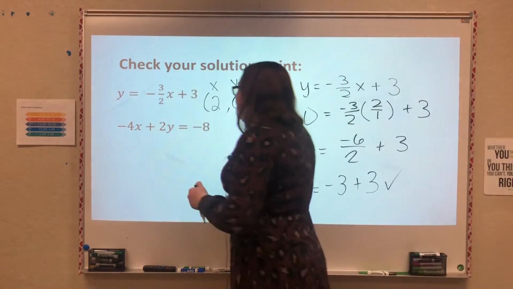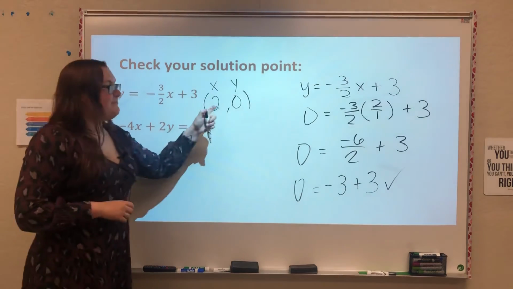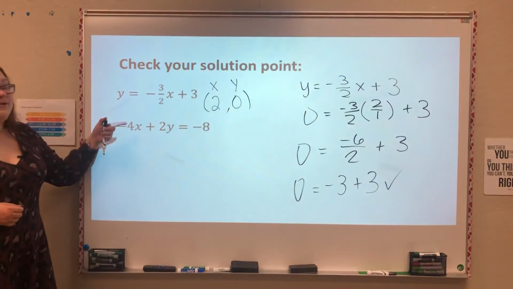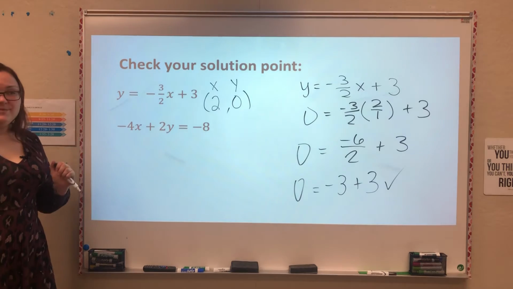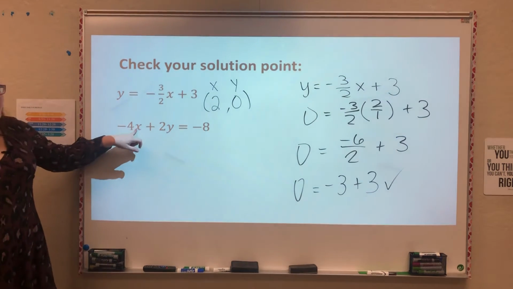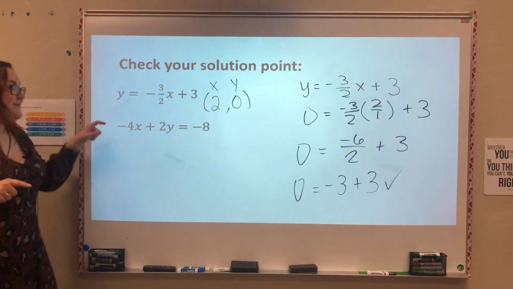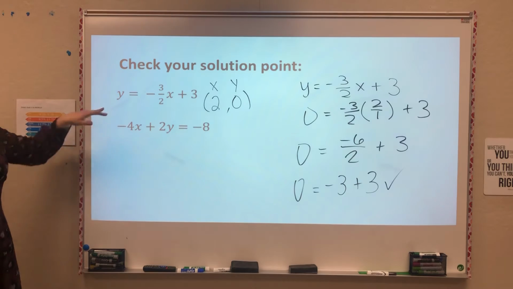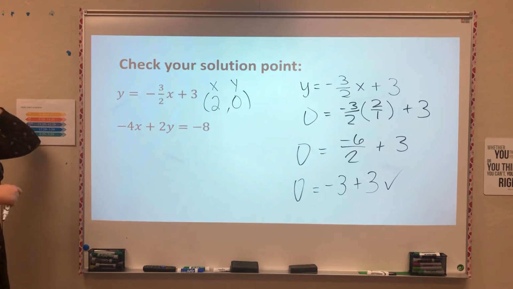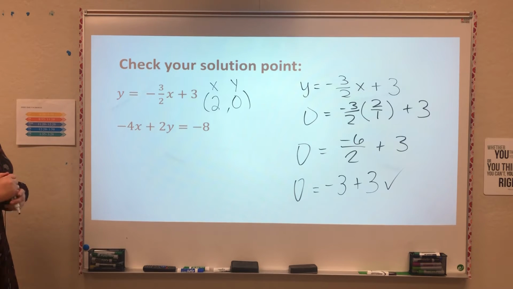For the second equation, when I go to check, I want to check my solution point in the original equation. Remember, this is the equation we ended up changing to be in slope-intercept form. But I want to use the original equation because let's say I did make a mistake. That mistake could have happened when I was changing this equation. So I'm always going to go back to that original system. So I've got this as my point. I'm going to check it in this equation here. Same idea. Go ahead and pause the video and try it yourself.